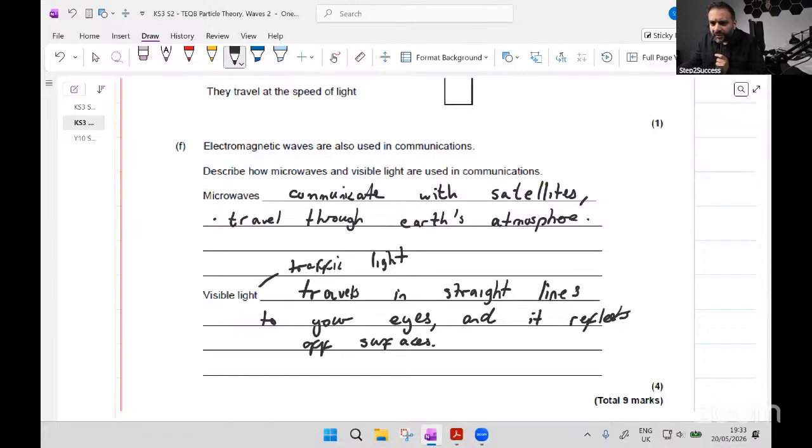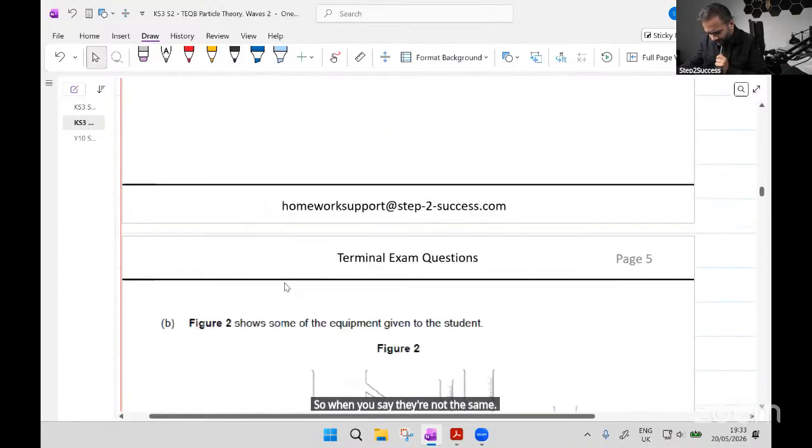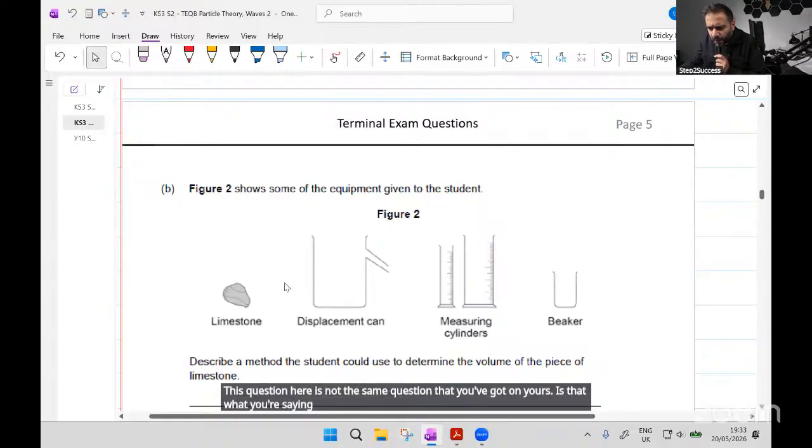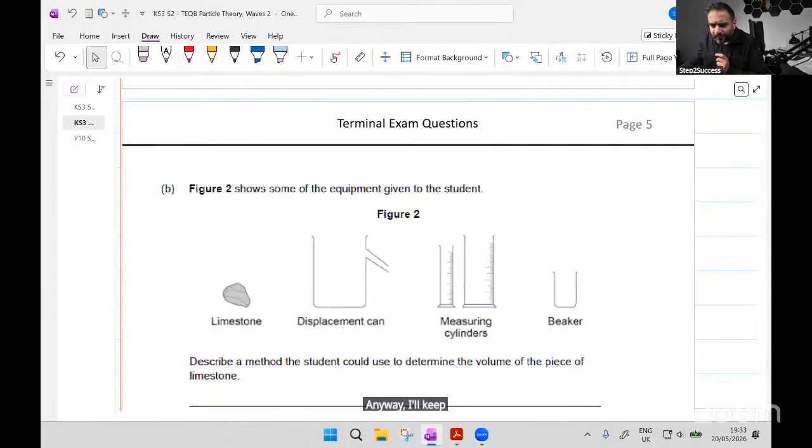So when you say they're not the same, what do you mean? This question here is not the same question that you've got on yours. Is that what you're saying? Anyway, I'll keep going until I get any more.